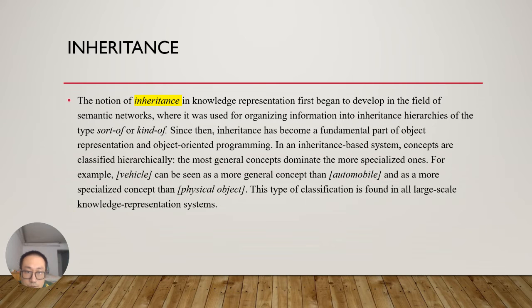In an inheritance-based system, concepts are classified hierarchically. The most general concepts dominate the more specialized ones. For example, vehicle can be seen as a more general concept than automobile, and as a more specialized concept than physical object. This type of classification is found in all large-scale knowledge representation systems.